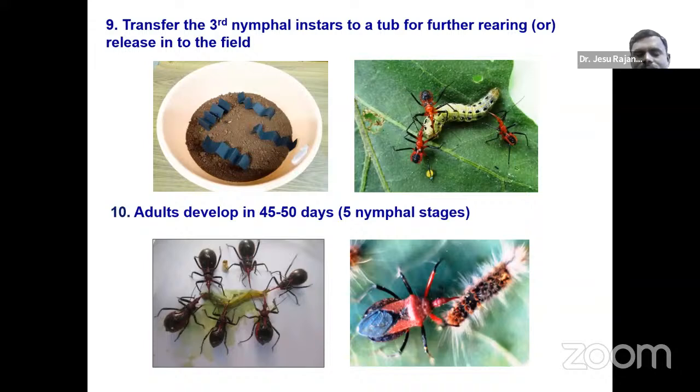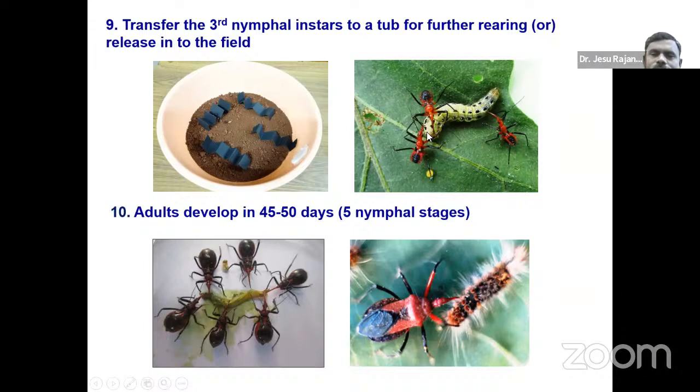Some people, I saw, are growing lakhs of predators and simply releasing the adult stage. It's not correct. The adult has wings and is flying. So the nymph is better compared to the adult. The third nymphal instar is the correct time for field release. So better you take the third. This is the third nymphal instar.